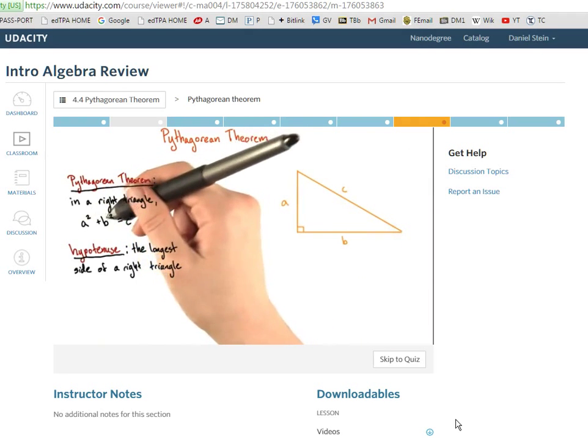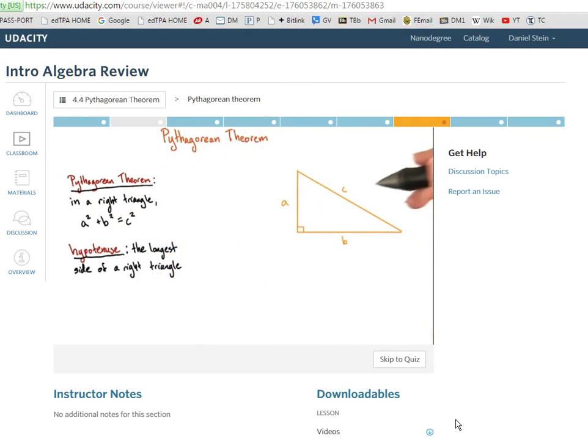So, given that a squared plus b squared equals c squared, and c is the hypotenuse, what is the length of the hypotenuse when a is equal to 3 and b is equal to 4? Enter your answer here.